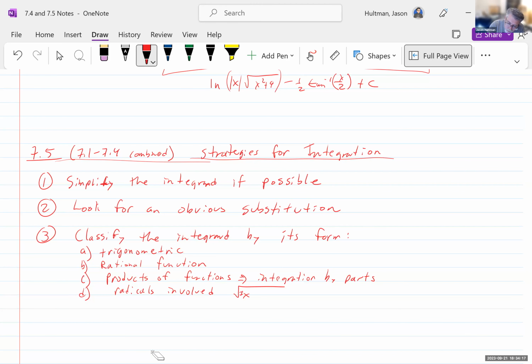I need to buy a new eraser. There we go. Okay. Sometimes my eraser works, sometimes it doesn't.